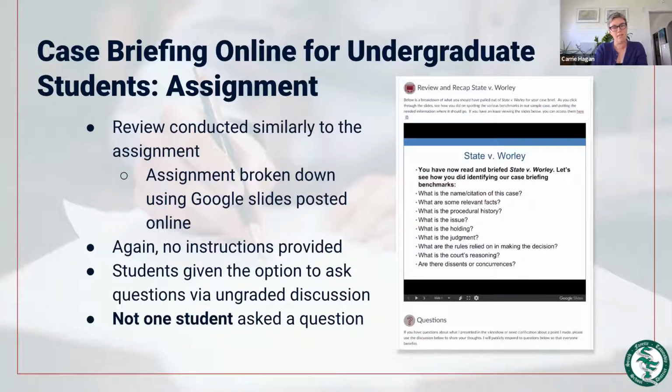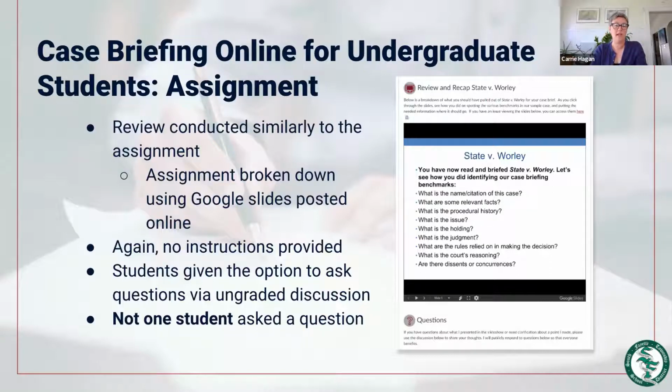When I asked them to brief their first case using that template, I then provided what I thought was an effective review. I gave them slides again, not that I told them how to click through it, of how I identified the information in the case that I was asking them to find. I again didn't give them any instructions to move through the slides, but these slides represented all of the answers that I was looking for. And at the very end of it, I had an ungraded discussion where students were given the opportunity to ask any questions about what it was that I had provided, and not one student asked a question.